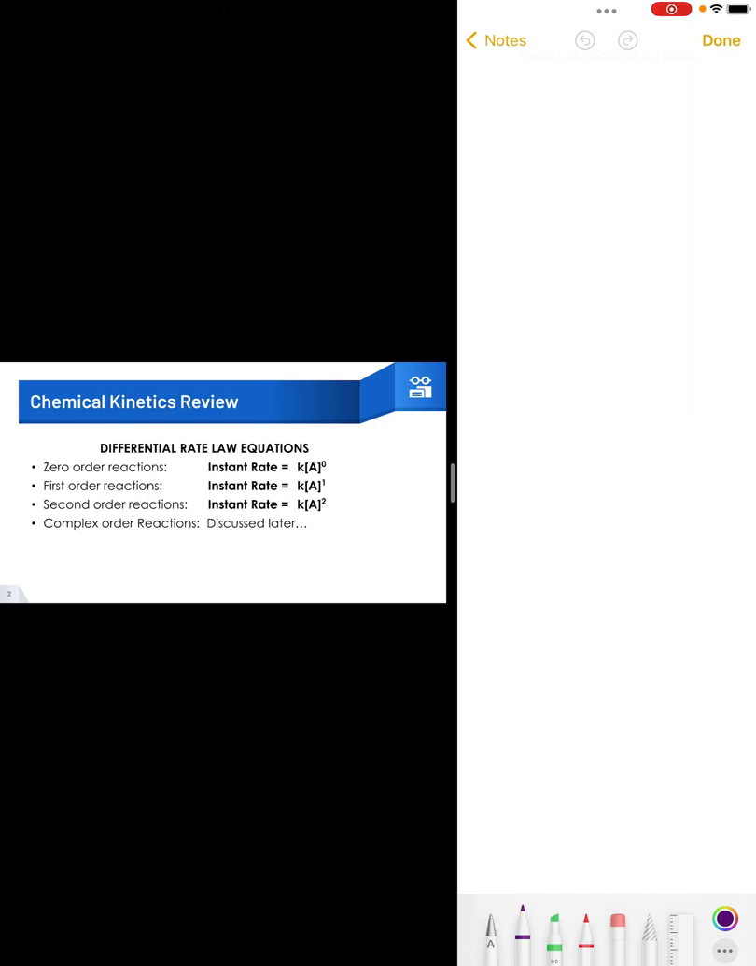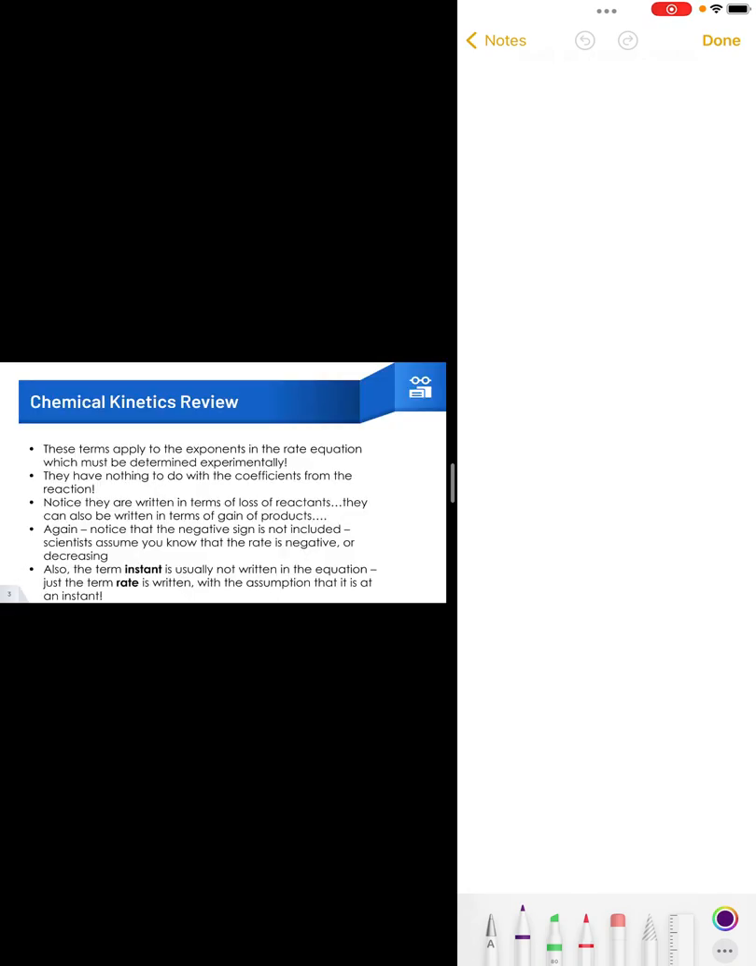Just as a review, last class we talked about differential rate law equations, and we had zero order, first order, second order, and then some more complex ones that we won't really talk about. So we have our instant rate equations just being k times some concentration to one of our exponents. So our exponent is basically telling us, is it zero order, first order, or second order?